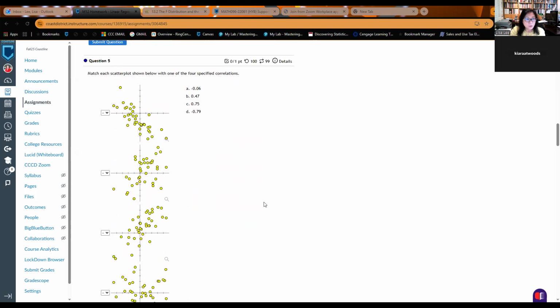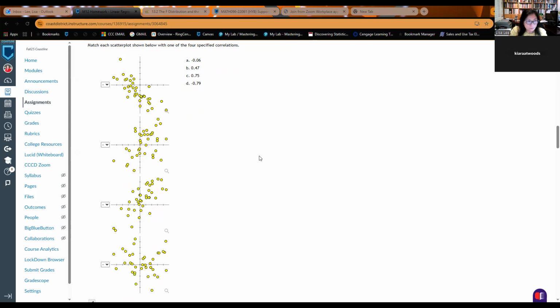Question 5 is also a concept question. Match each scatter plot with four specified correlations. So the R is given to you. A is giving you R equal negative 0.06, and B is giving you positive 0.47, and C is positive 0.75, D is negative. So we have to observe the graph you have.